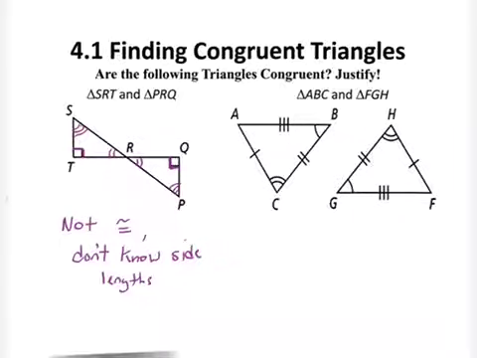In the next example, we've got triangle ABC and triangle FGH. Well, we've got matching sides, we've got angles, except for one pair, but since these two match up, we know that A is congruent to F by the third angle theorem. Therefore, triangle ABC is congruent to triangle FGH.